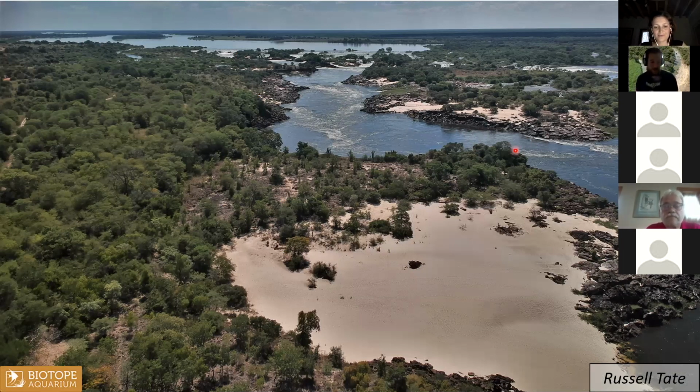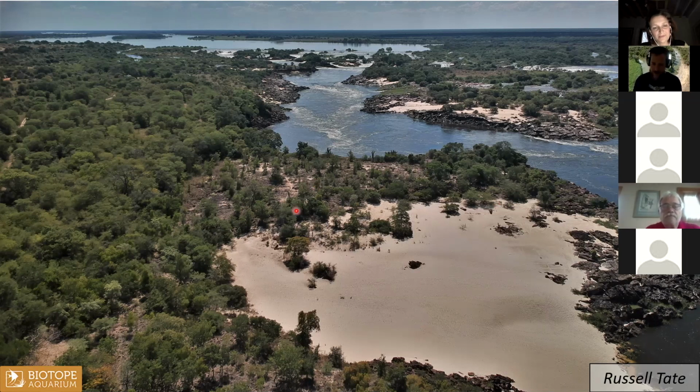It produces incredibly turbid water, and it's fantastic to witness the power of that hydrology, that moving water. Essentially, this is usually flooded during the high flow period, except we went when it was at massive drought.